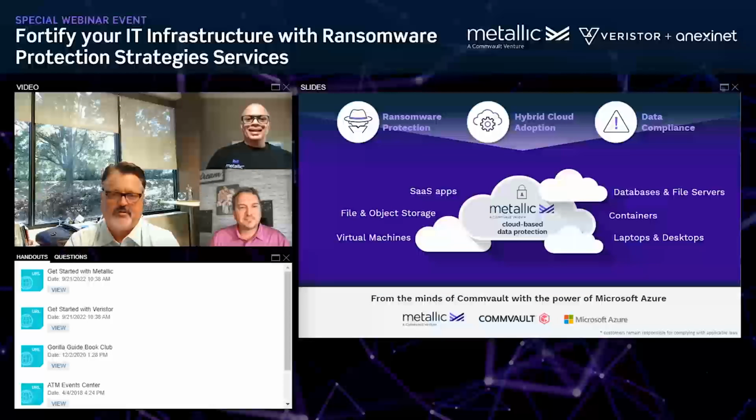I'm quite sure that not every Salesforce user out there or administrator saw the announcement about a year and a half ago from Salesforce explicitly saying to the marketplace and to their customers that they do not provide protection of your data in Salesforce. And so we have a number of customers on the Metallic platform that we provide that service to.